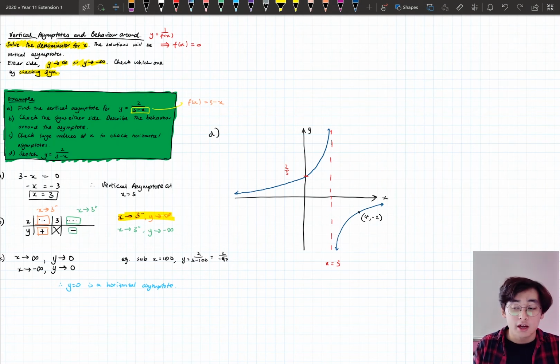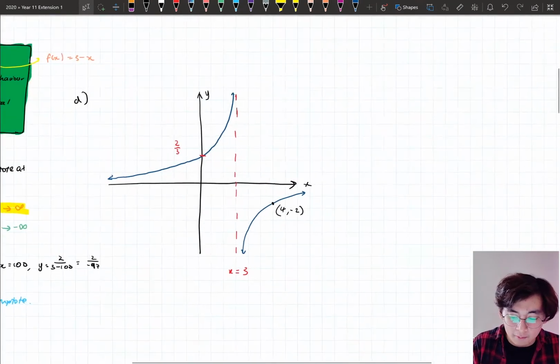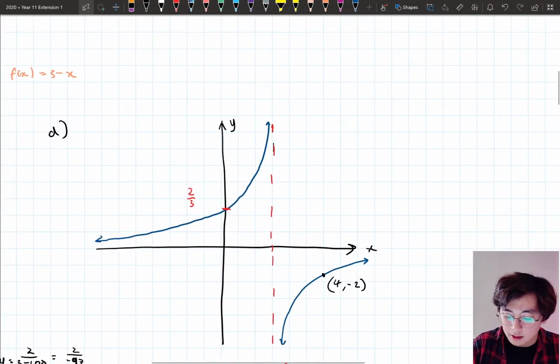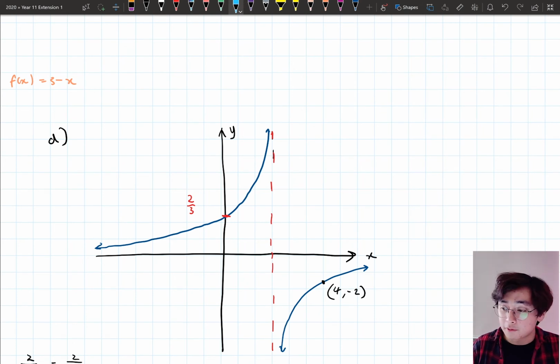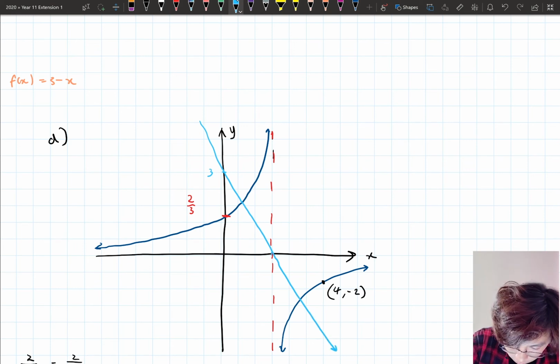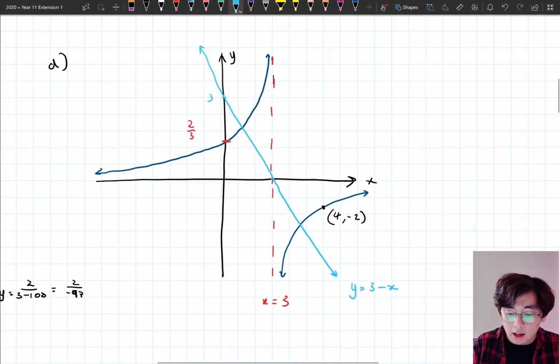Now, what I'm actually going to do is compare this with the graph of the function at the bottom of my reciprocal, so that 3 minus x. Now, I'm going to draw on the same graph, just to make it a little bit easier. I'm going to draw 3 minus x in light blue. Now, for 3 minus x, we get this type of graph. And I'm going to draw a vertical line that goes down. So this is y is equal to 3 minus x in the light blue.